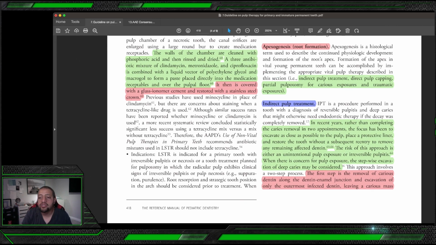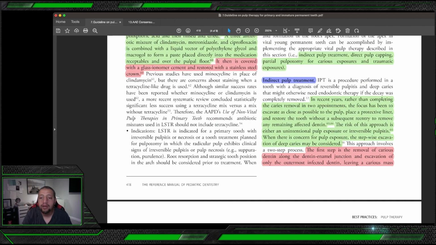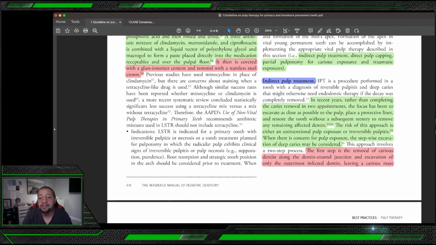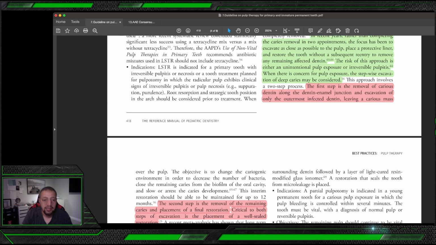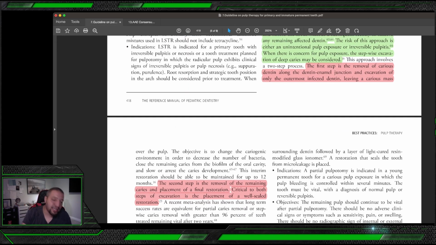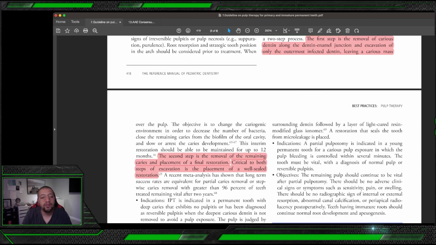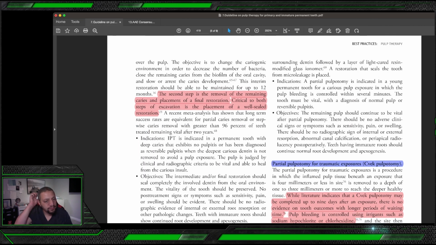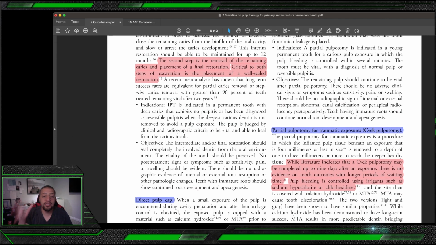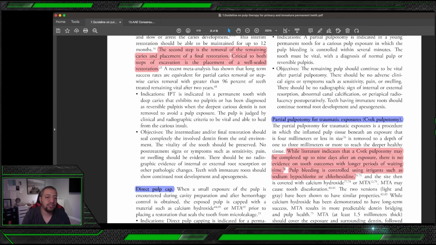The first step is the removal of carious dentin along the dentin enamel junction. This is the point I mentioned before. The dentin enamel junction and excavation of the outermost infected dentin, leaving a carious mass. Before, they used to do a second step. The second step is the removal of the remaining caries and placement of the final restoration, and they found that it's not mandatory to do this again. As long as the tooth is well sealed, it's good. You can just leave it.